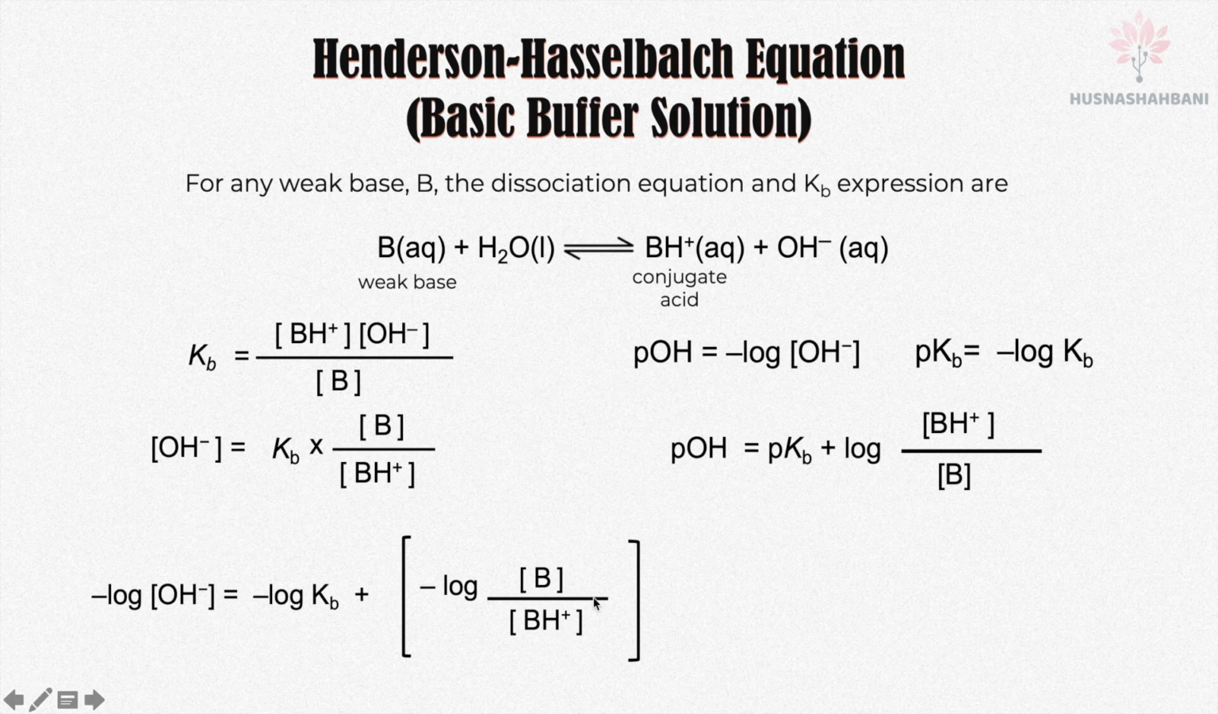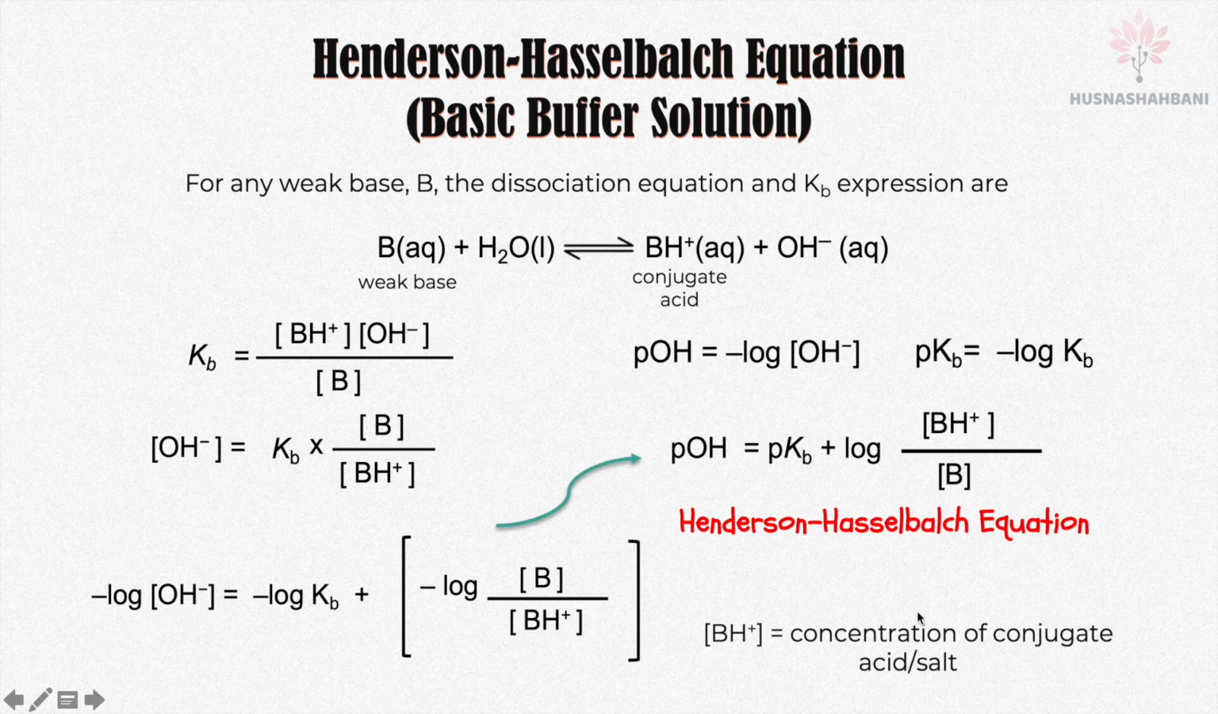Okay, you put this in the opposite, so the bottom will become the top, and the one on top will become the bottom. So it is the conjugate acid concentration, or the salt concentration, over the weak base concentration. This is the Henderson-Hasselbalch equation for basic buffer solution.